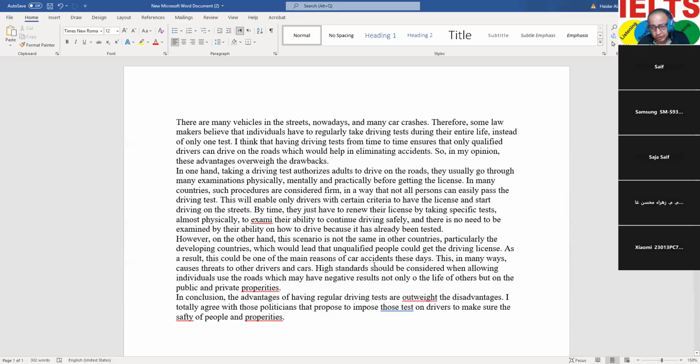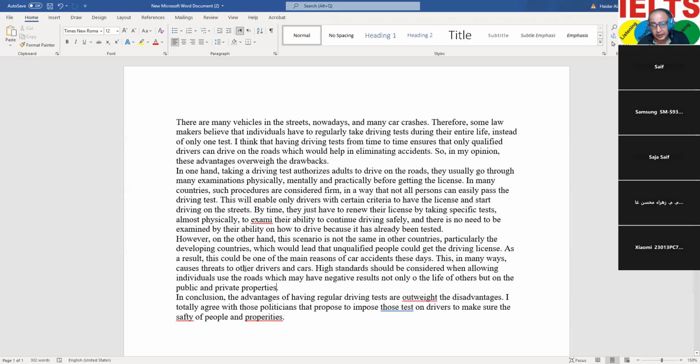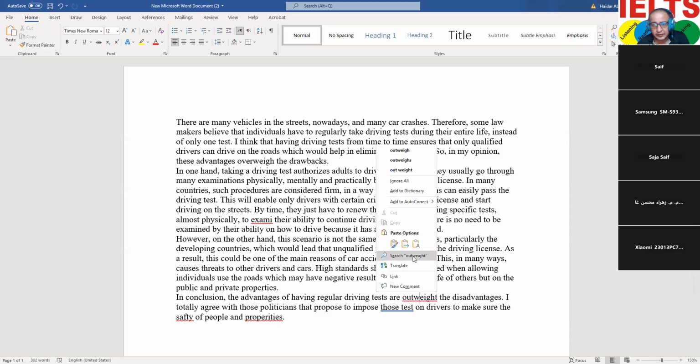High standards should be considered when allowing individuals use the roads, which may have negative results not only on the life of others, but on the public and the private properties. Properties, there is no I after the R. Okay. Properties. In conclusion, the advantages of having regular driving tests are overweighed, not overweight.